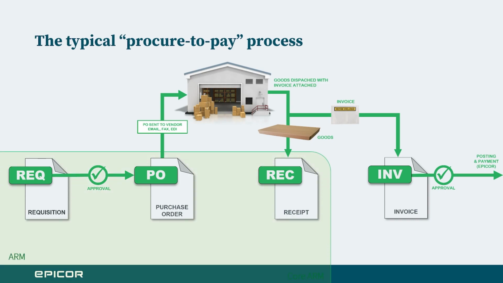Now notice that the core ARM solution covers the process from requisition right the way through to PO receipt. The ARM AP workflow module handles the entry and the processing of AP invoices, while the invoice posting and payment steps are handled exclusively within Kinetic itself.